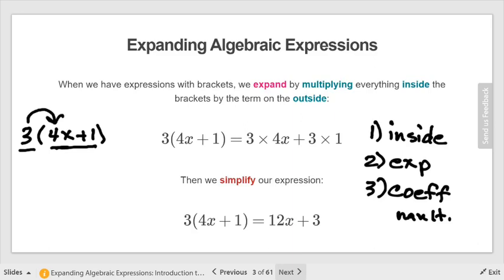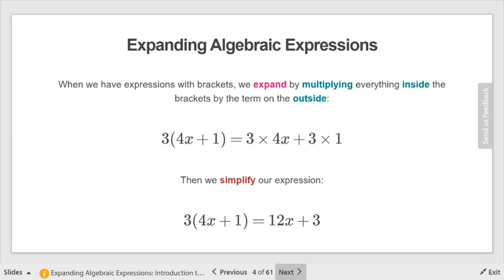So first I'll take the 3 times the 4x. Well, 3 times 4 is 12, and nothing times x just stays x, right? Good. So we've done the first term. Now we'll take the 3 times the positive 1. And remember, we have a sign there, so we have to keep it. So positive times a positive stays a positive. And 3 times 1 is simply 3. Now can I combine those? I can't just add 12 and 3? No, because that's not a 12. It's a 12 what? 12x. Good. Okay.